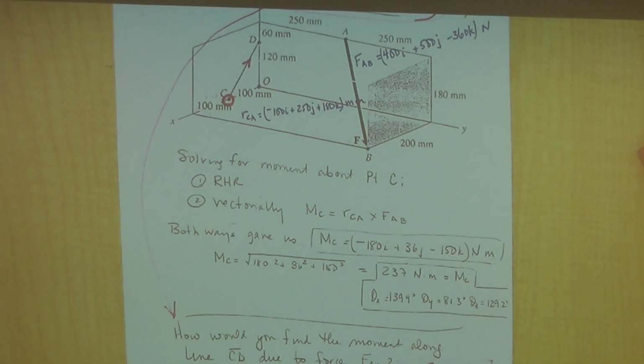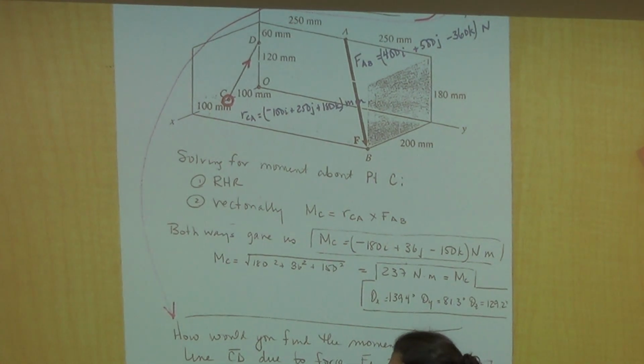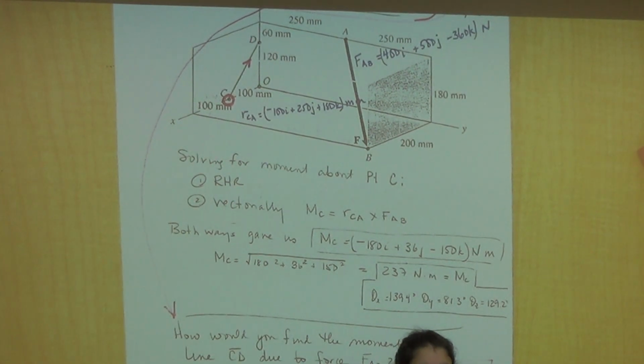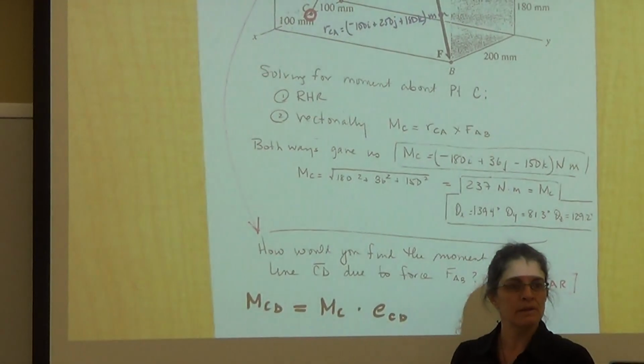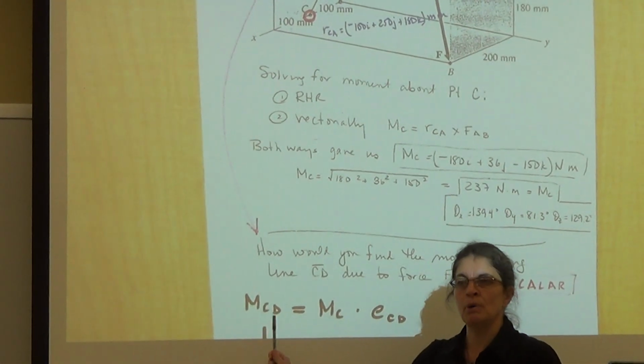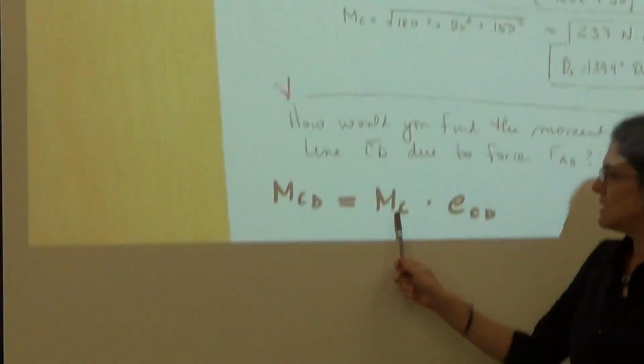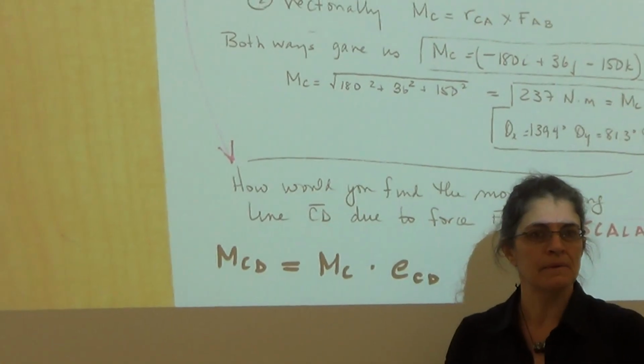What's another way of describing the moment about CD? If you are dotting the moment about C with the unit vector of CD, what are you finding? What's the relationship between the moment along CD versus C? What's that word that begins with a C, which you learned about before we did statics? Component. You are finding the component of C along line CD.